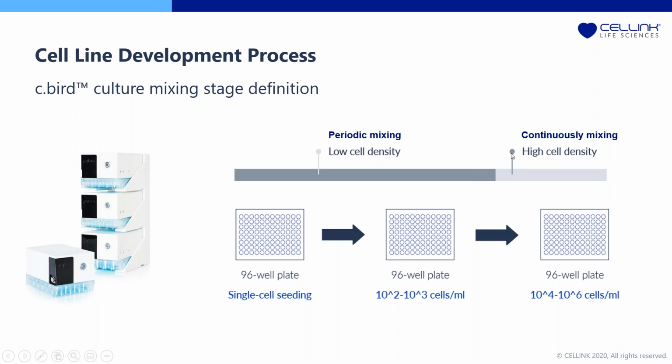Which you can do with this kind of periodic mixing setting. And for a higher cell density, from 10 to the 4 up to 1 million cells per milliliter, which we call higher cell density, you can use continuous mixing, which is continuously pumping up and down of all the wells. We recommend continuous mixing of the cell culture for the most optimal growth. The mixing conditions can be tailored to your needs and the cell types.